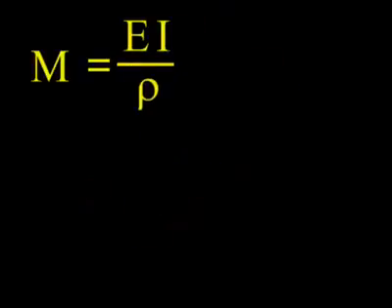This equation allows us to calculate the moment in a beam if we know the modulus of elasticity of its material, the moment of inertia of its cross-section, and its radius of curvature.